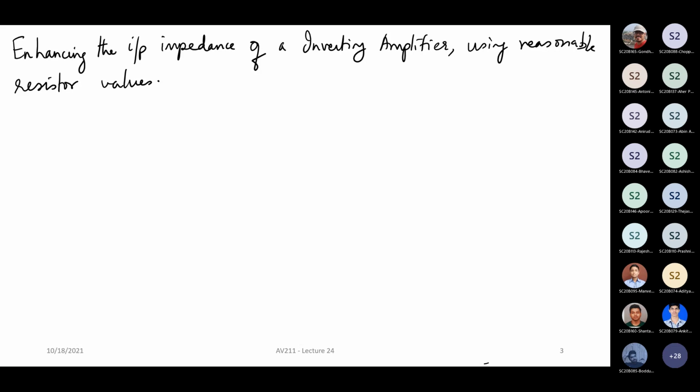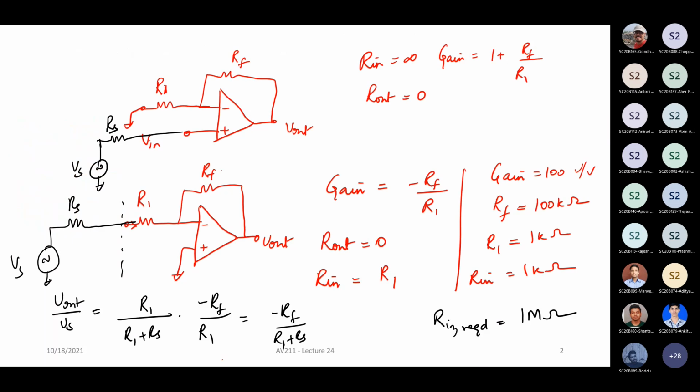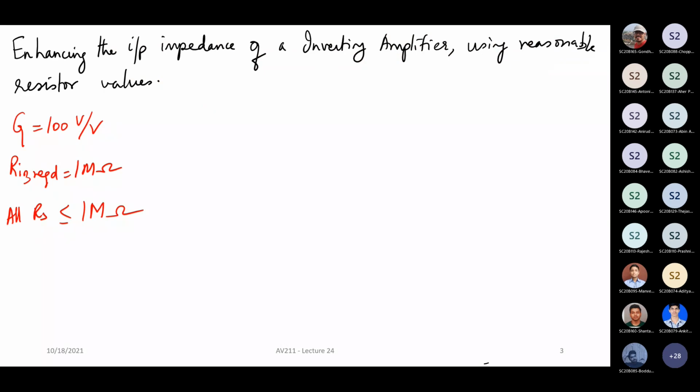So what I will do is I'll take the same example where I want my gain to be 100 and I want my Rin required to be 1 mega ohm. I am also going to give the constraint that all resistors are less than or equal to 1 mega ohm. I'm not going to go beyond 1 mega ohm, and I want my input impedance to be 1 mega ohm. Now that is not possible with a circuit like what we have seen here, because your RF has to go to 100 mega ohm in order to satisfy the first condition.